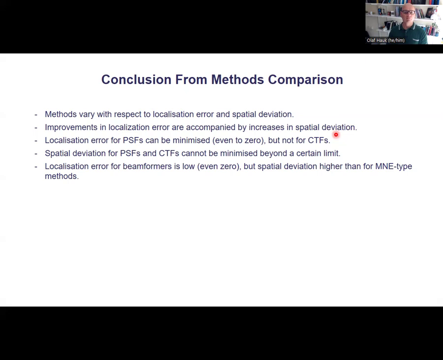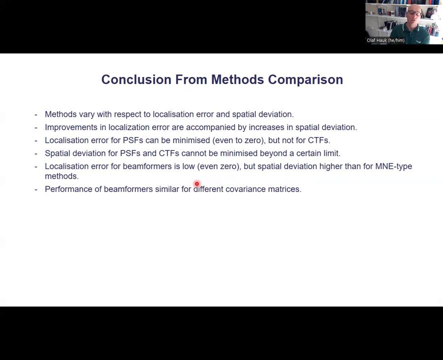And we looked at beamformers separately from MNE type methods. So what I just said also applies to beamformers. You can get localization error for point spread functions that is even zero or close to zero, but the spatial deviation in general for both point spread and crosstalk is clearly higher than for MNE type methods. So I would say that therefore they have lower spatial resolution than MNE type methods.